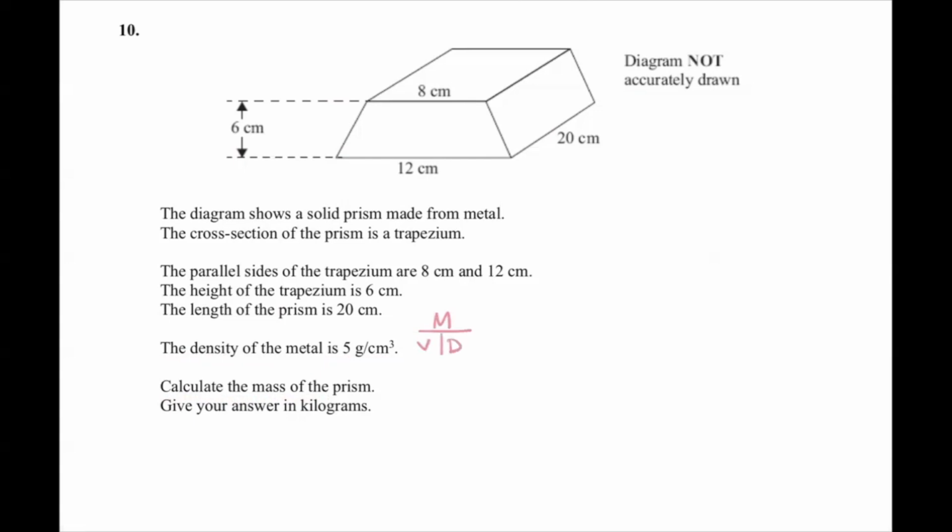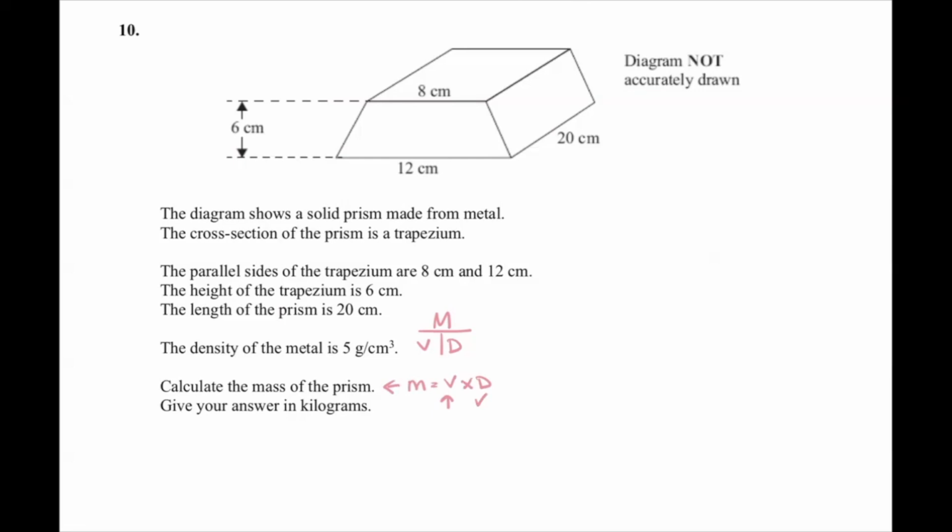M is on top, your V and your D can go in any order you like. I've got to calculate the mass, which means I would be doing volume times the density. They've told me the density, so I know I've got that. The volume is actually my problem. So whilst mass is the question they want me to answer, my problem is volume to start off with.